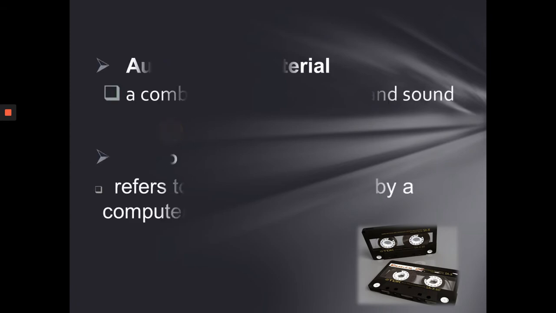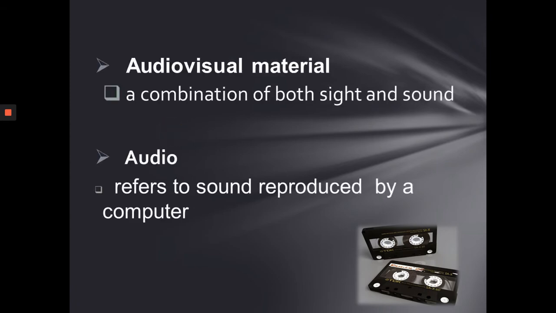Next is audiovisual material. Audiovisual material is a combination of both sight and sound. Those are things that can be easily understood by observing the visual aspect of anything. For example, LCD projector, film projector, television, computer, and a visual classroom.